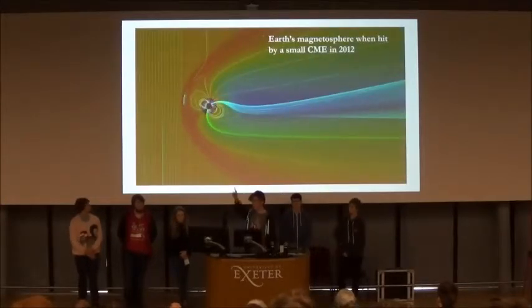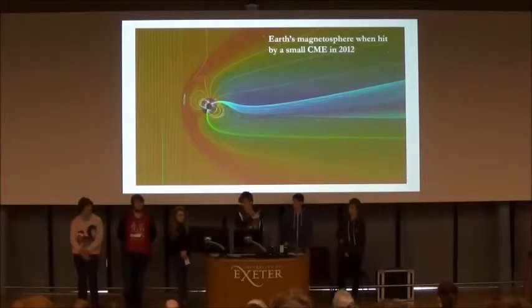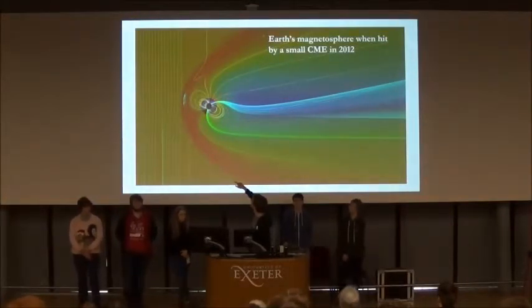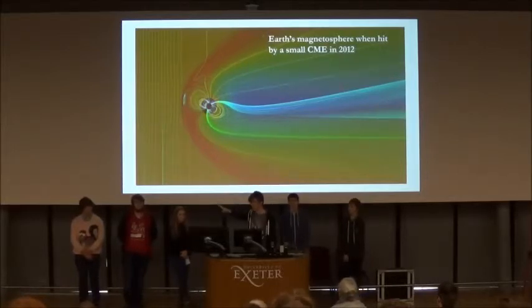This is the CME that hit Earth that Charles showed you earlier leaving the Sun. This is what it did to Earth. You can see that there's slightly more particles around the front of Earth, but not too many. It's not really affecting the magnetosphere too much.